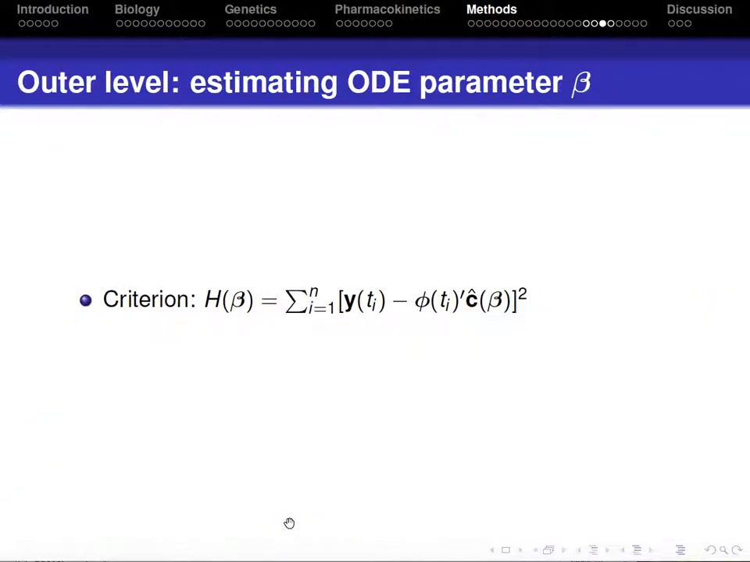Then we will look at the outer level. In the outer optimization level, we estimate the ODE parameter beta. Here we estimate beta by minimizing the fit of the smooth function to the data. The formula for the smooth function involves the spline coefficient C, right? But because C hat is an implicit function of beta, this criterion is also a function of beta, right?